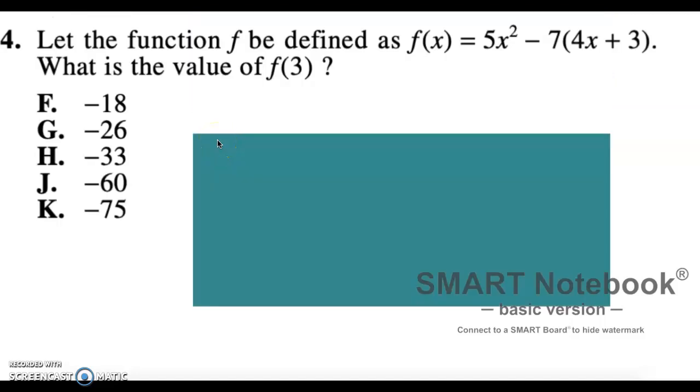All right, so this problem says, let the function f be defined as f of x equals 5x squared minus 7 times the quantity 4x plus 3. What is the value of f of 3?